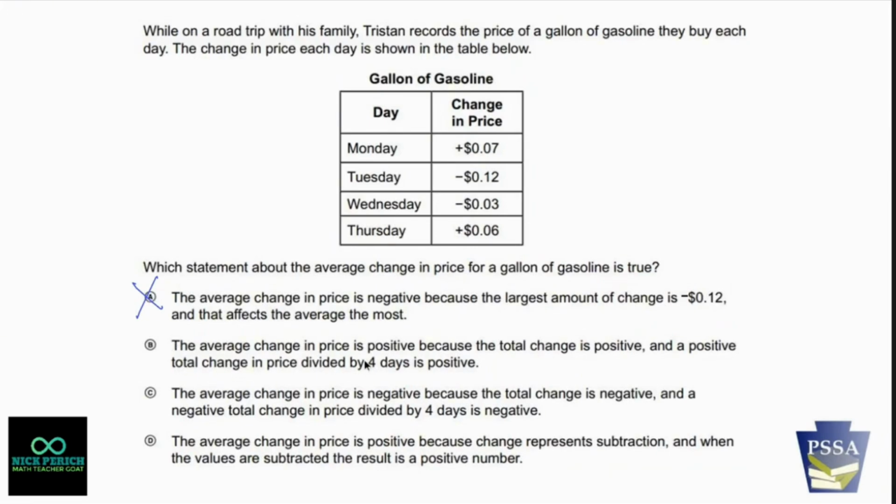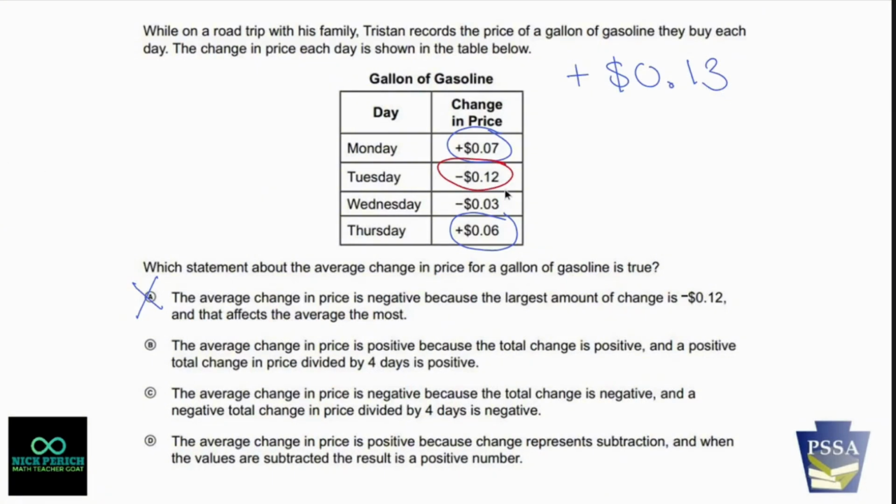The average change in price is positive because the total change is positive, and a positive total change in price divided by 4 days is positive. So let's find out what the total price change is and see if this is a true statement. I have 2 positives and 2 negatives. Let's add the positives first, get those out of the way. Positive 7 cents plus 6 cents is going to be positive 13 cents. So let's write that out.